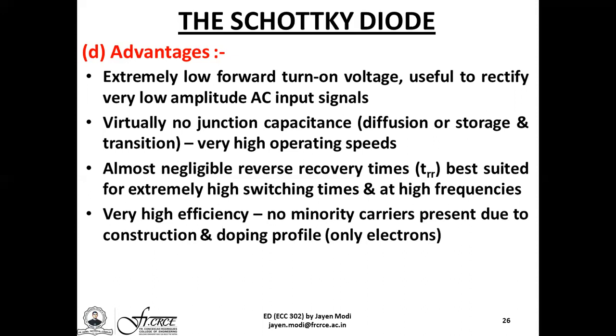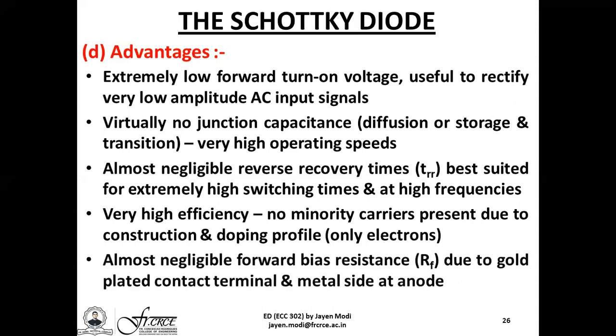They have a very high efficiency. There are no minority carriers present due to the construction and the doping profile. You only have electrons, which are the majority carriers. They have an almost negligible forward bias resistance RF due to the gold plating contact between the terminal and the metal side at the anode. This is why the curve appears to be very steep.